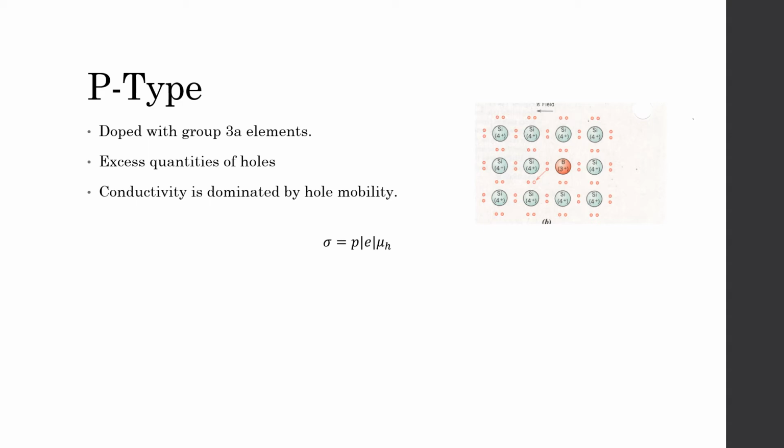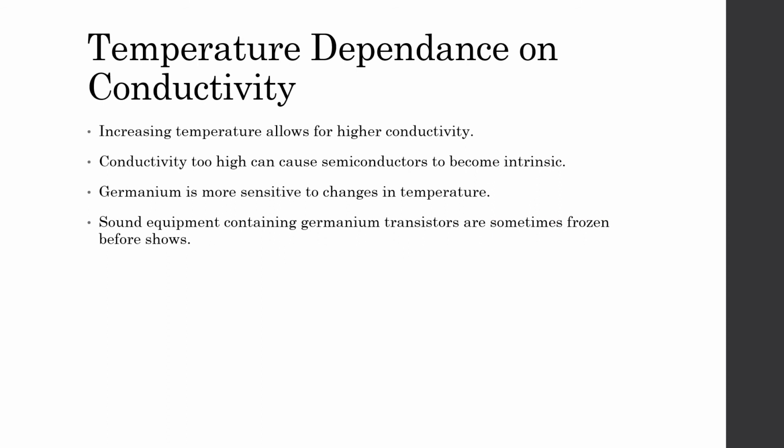And just as it was for N-type semiconductors, P-type semiconductor conductivity is dominated by hole mobility. Just as it was for N-type semiconductors, the P-type conductivity equation is the number of holes times the charge of the electron times the hole mobility.